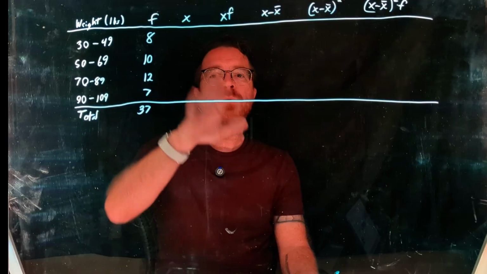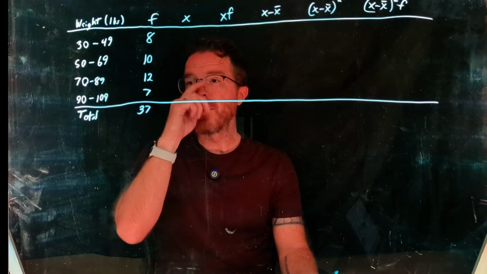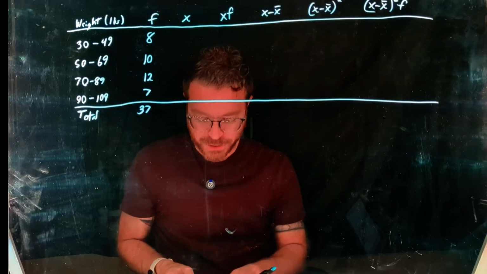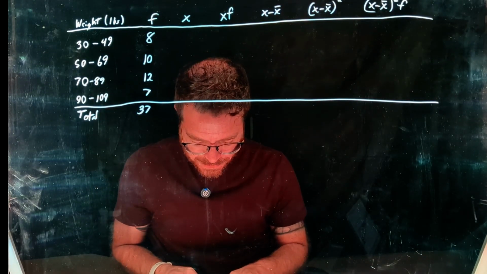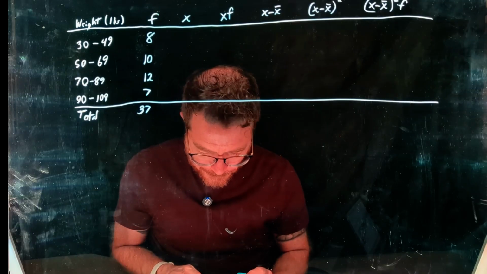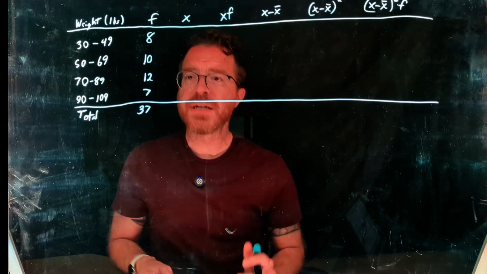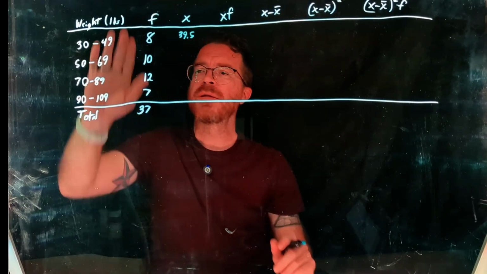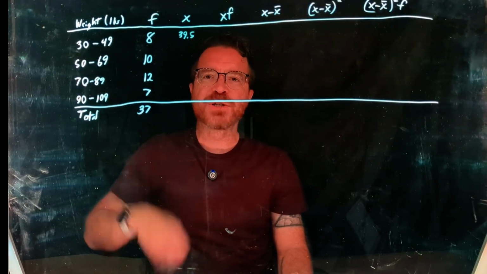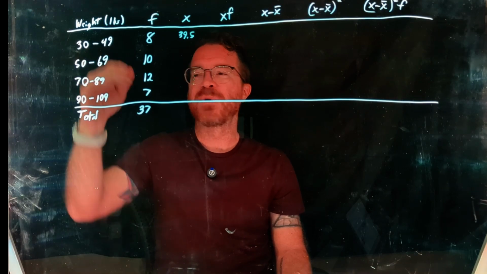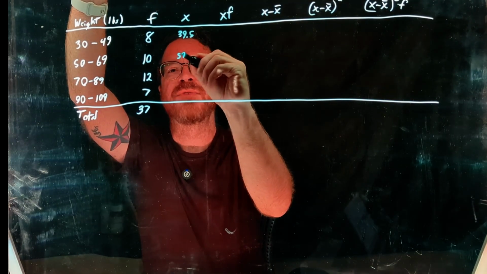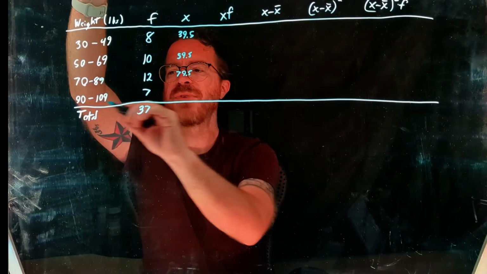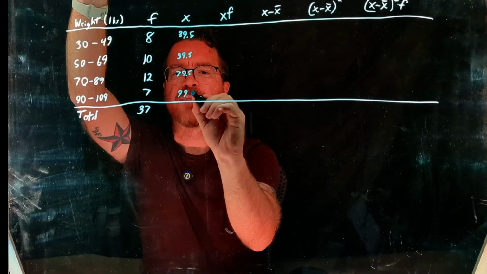So x in this case represents our midpoint. So the first thing we need to do is figure out what our midpoint is. So we're going to take 30 plus 49 and divide that by 2. If we do that, we get 39.5. Now, as before, these intervals were all the same size, so now I'm just going to use the pattern, right? If this was up by 9.5, this one is going to be 59.5, this one is going to be 79.5, and this one is going to be 99.5.